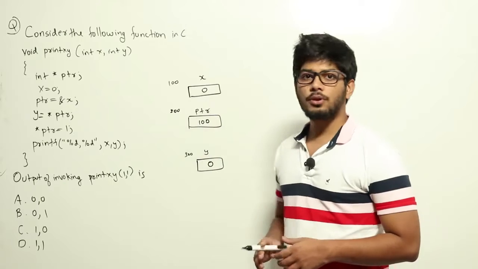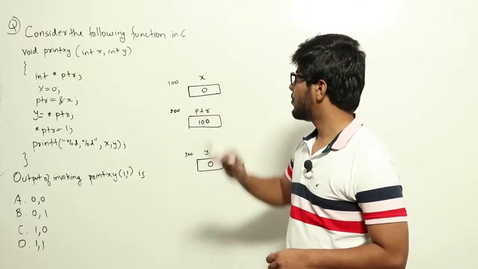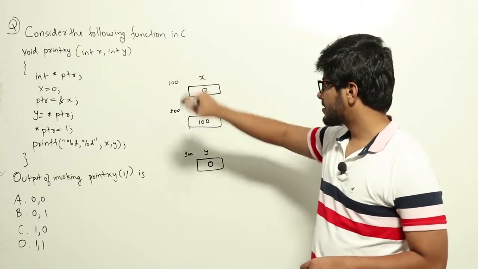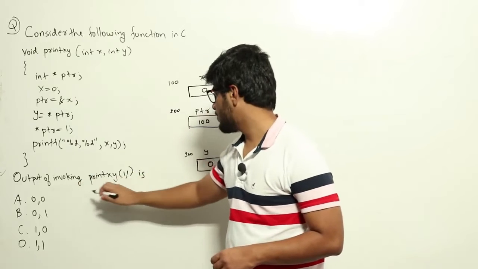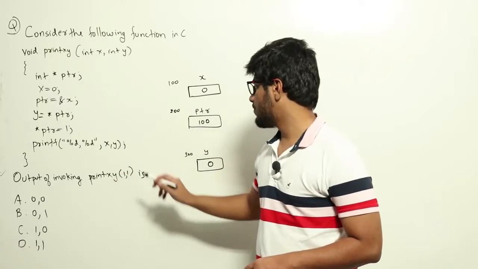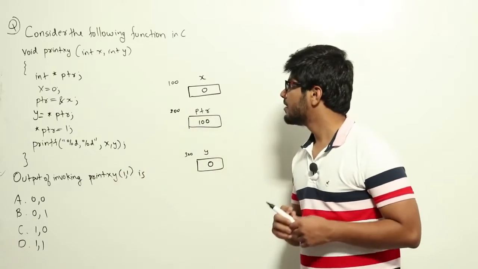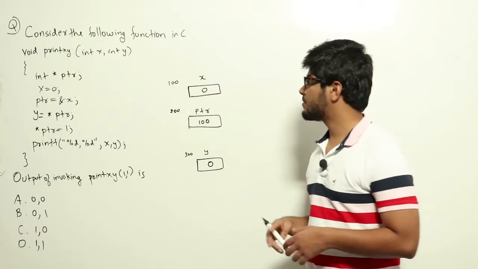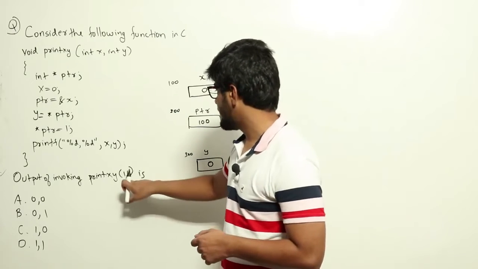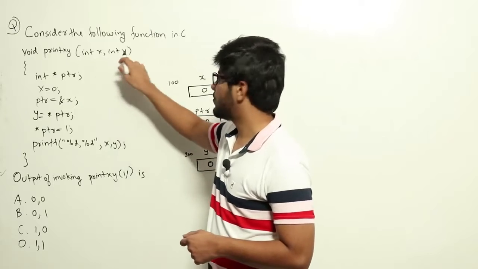This is a question from C programming. Here they have given the following function in C, and they are asking us what would be the output of invoking printxy of 1, 1, and 4 options are given here. So let's take a look at printxy. Let us say it is being invoked with 1, 1. So x is 1, y is 1.